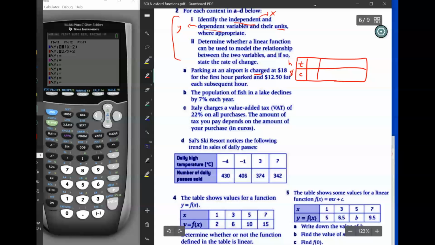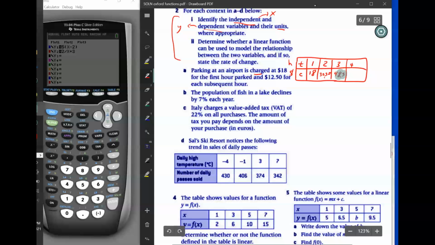And let's put some sample points here. For example, the first hour parked is $18. So the first hour is $18, and the second hour is $12.50 plus the $18 for the first hour, right? So for 2 hours of parking, you would need to do 18 plus $12.50, which would be $30.50.